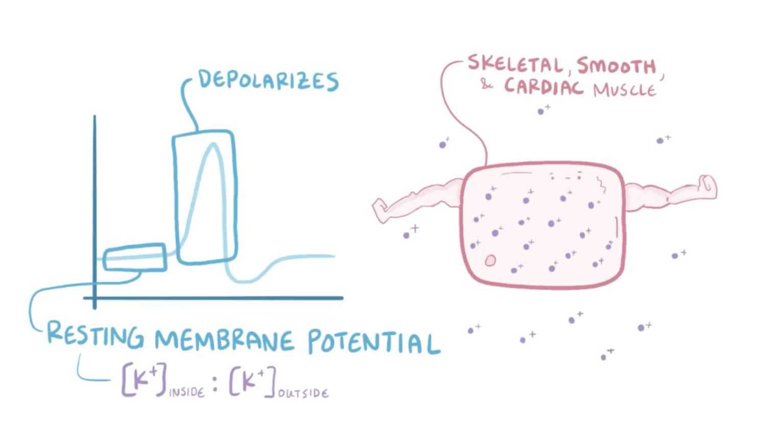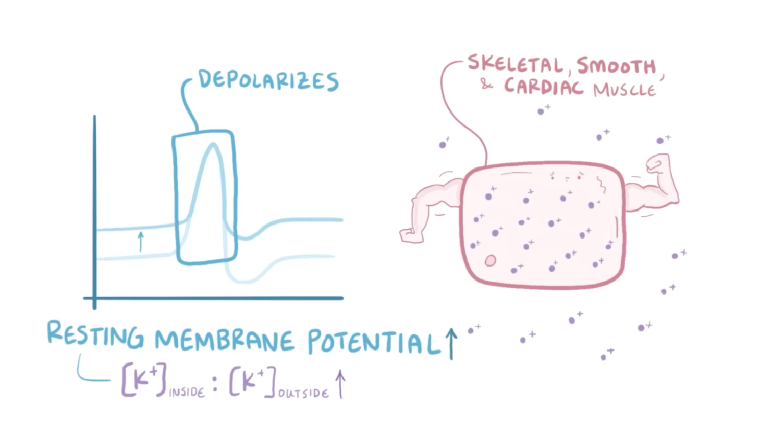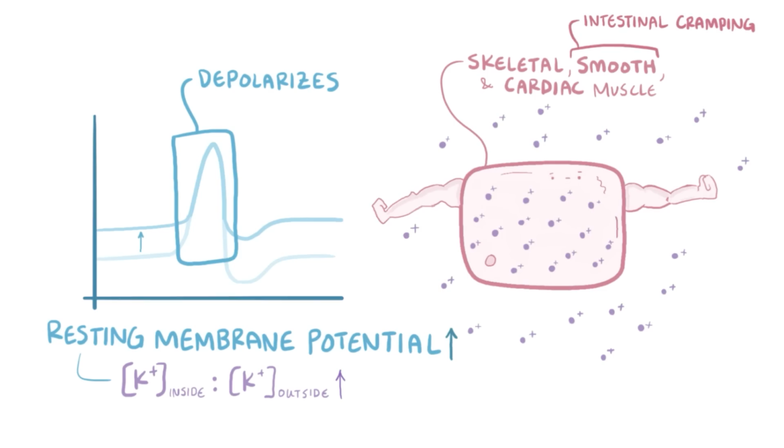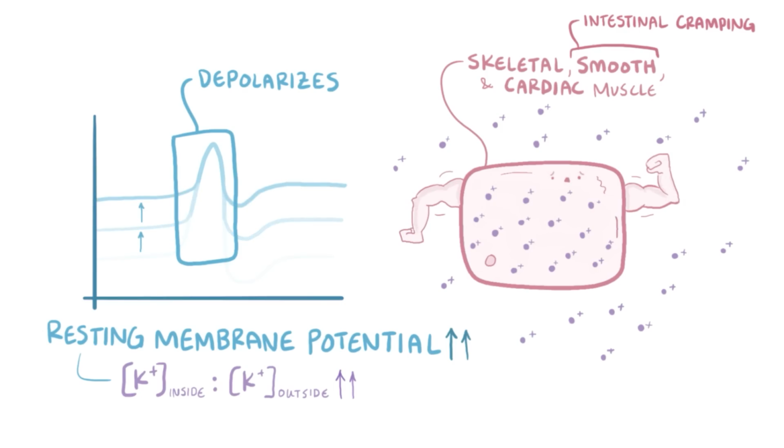So with too much potassium outside the cell, the membrane potential can become more positive, to the point of even causing contraction. Initially, this might cause mild intestinal cramping, but eventually the resting membrane potential gets so high that it's above the threshold potential, meaning that once the muscle depolarizes and contracts, it can't repolarize to allow another contraction.